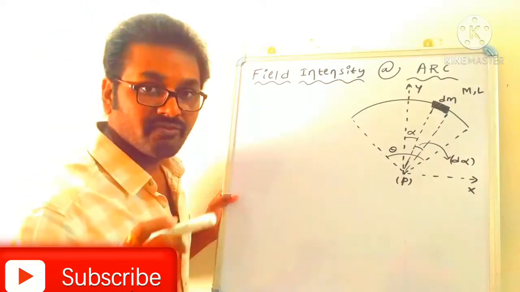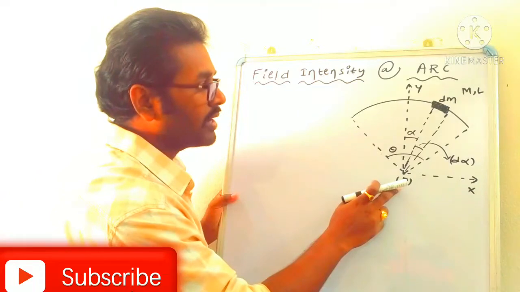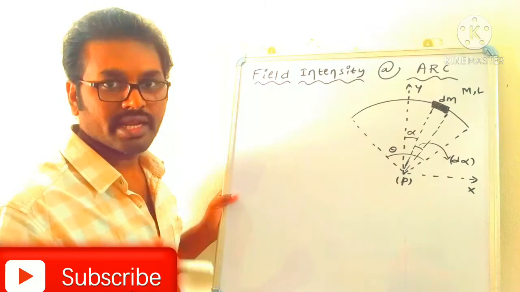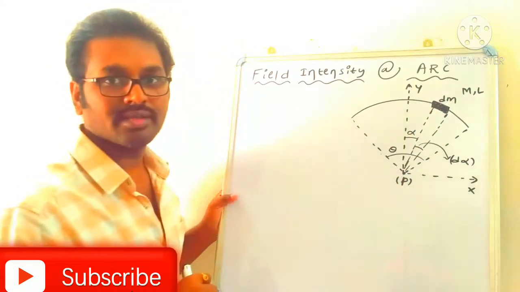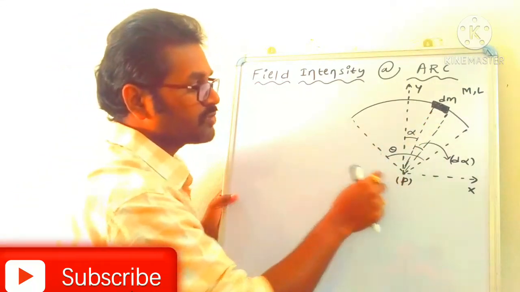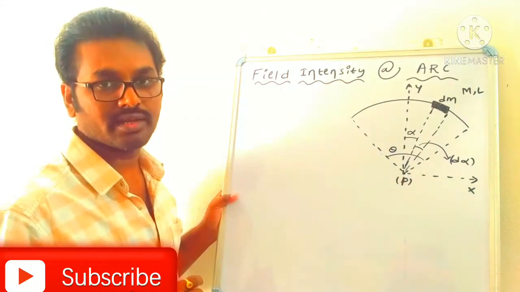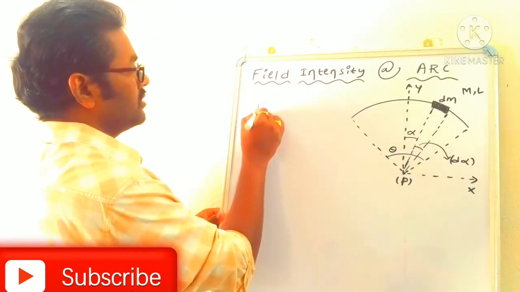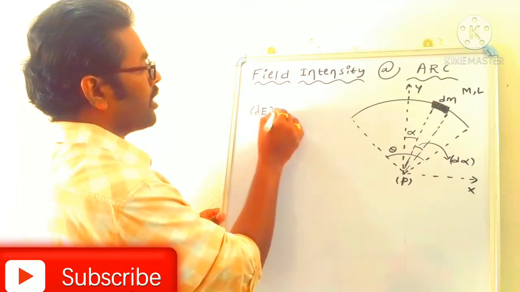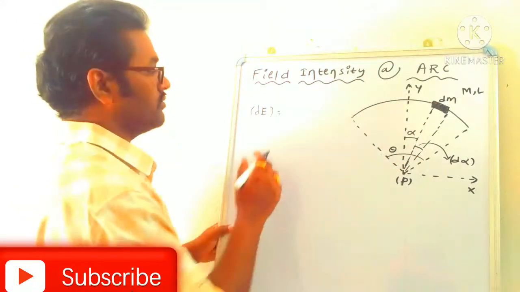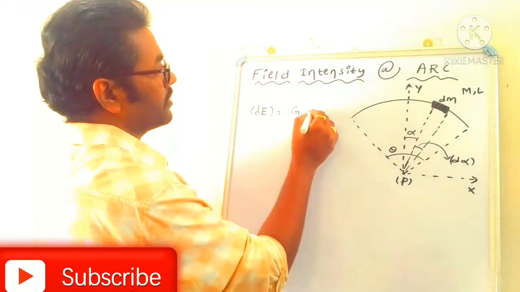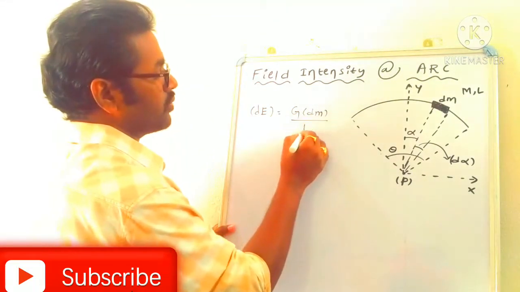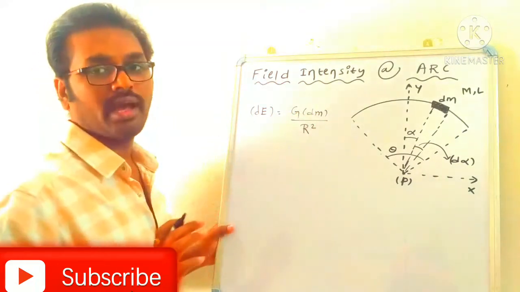Now we can find the field intensity at this point due to the small element, because we have got the requirements: the point mass, and the distance from this mass to this point, which is the radius of the arc. With this we can write the field intensity at the point P due to this element, which is equal to G dm by r square.